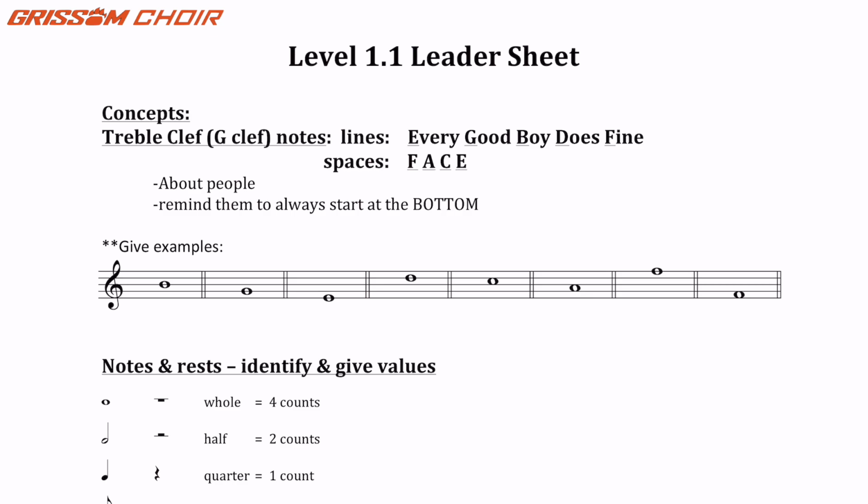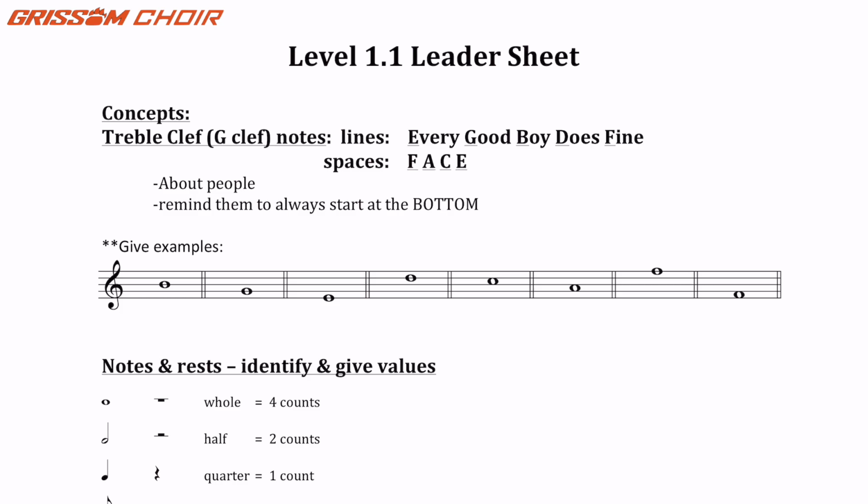Another name for the treble clef is the G clef, and we'll talk about why that is here in just a little minute. For the treble clef, we have 5 lines and 4 spaces. Starting from the bottom, the lines would be E, G, B, D, and F. The spaces would be F, A, C, and E.